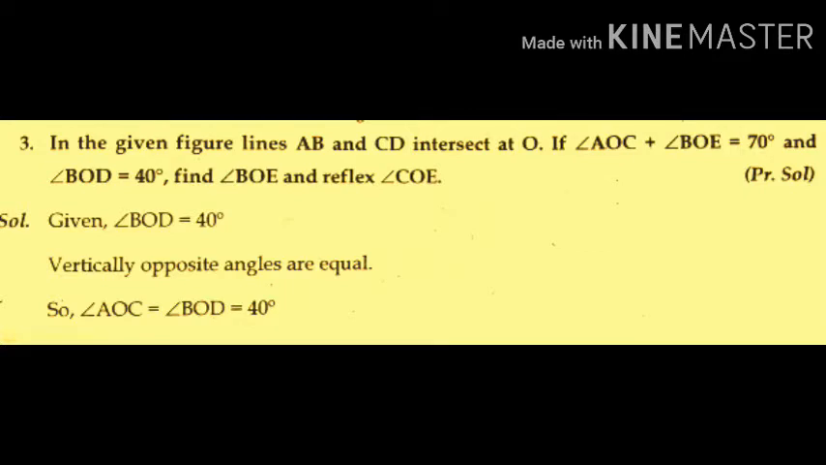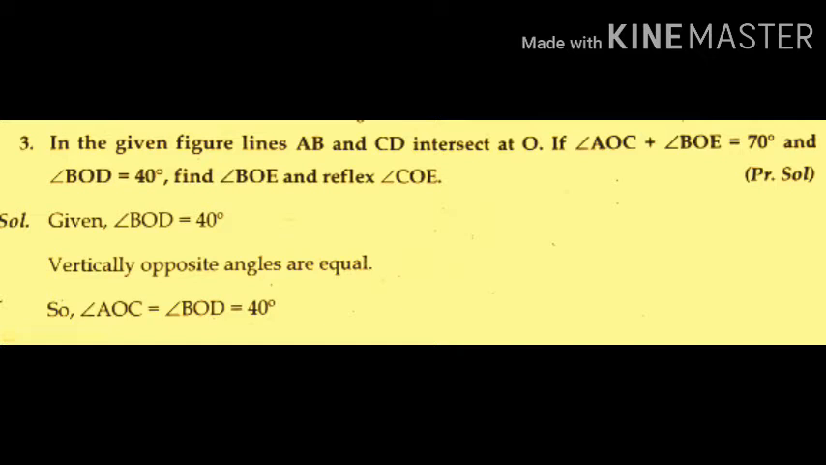Third question. In the given figure, lines AB and CD intersect at O. If angle AOC plus angle BOE is equal to 70 degrees and angle BOD is equal to 40 degrees, find angle BOE and reflex angle COE.